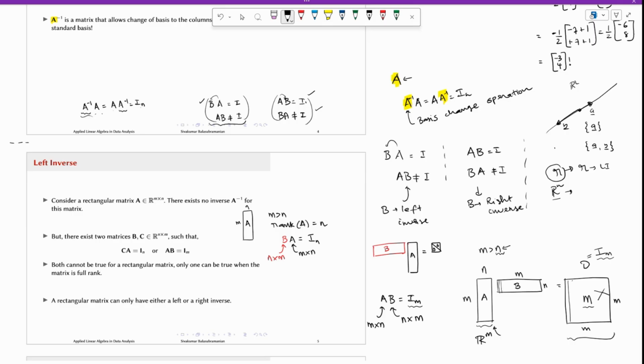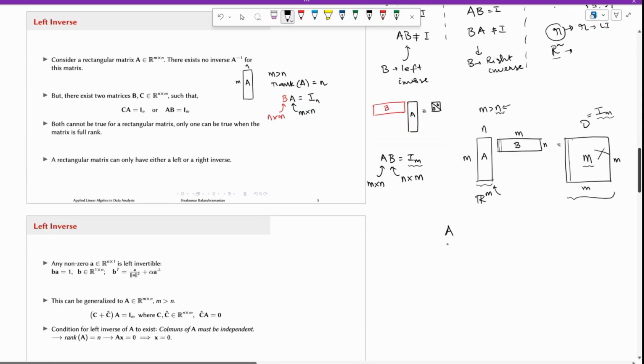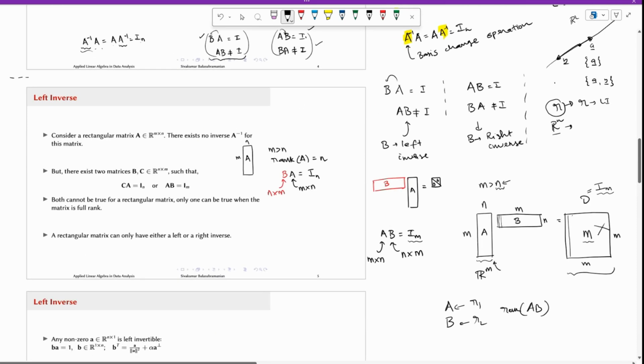In fact, you cannot produce any matrix by doing AB such that the rank is greater than the rank of A. This is something we did not look at, but if you have a matrix A and a matrix B, say this has rank r1, this has rank r2, you can ask what can we say about the rank of AB? Rank of AB cannot be greater than the smallest rank of the two matrices. That's why you cannot have this. Im is not possible. You can make a similar argument for the right inverse as well.